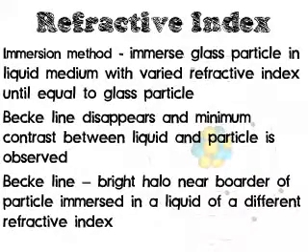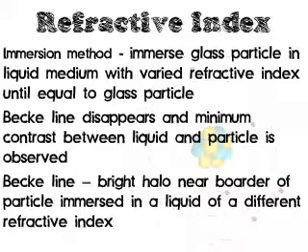To identify the refractive index of the glass, forensic scientists could use the immersion method. In the immersion method, a glass particle is immersed in a liquid medium with varied refractive index until the refractive index of the liquid medium is equal to the glass particle. They look to see if the backline disappears and if there is minimum contrast between the liquid and the particle.